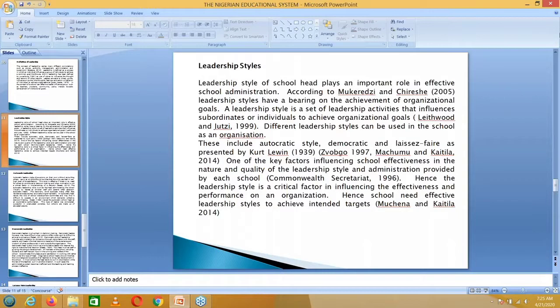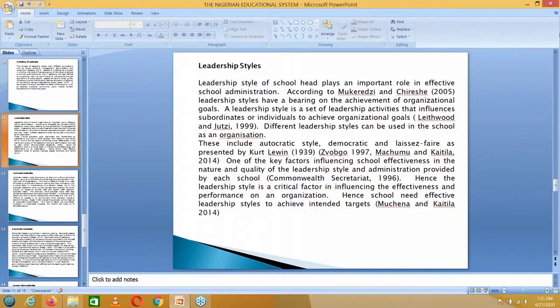A leadership style bears in mind the organizational goal. It is geared towards achieving the organizational goal. A leadership style can also be defined as a set of leadership activities that influences subordinates or individuals to achieve the organizational goal. There are different leadership styles that can be used in the school.